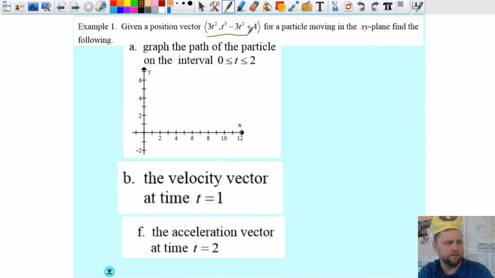So for example, given this position vector, we're going to do a few different things right here. Number one, I might want to graph this. Now, you can graph it with a calculator. If you do, it's going to look something like this. So graph your parametric equations.